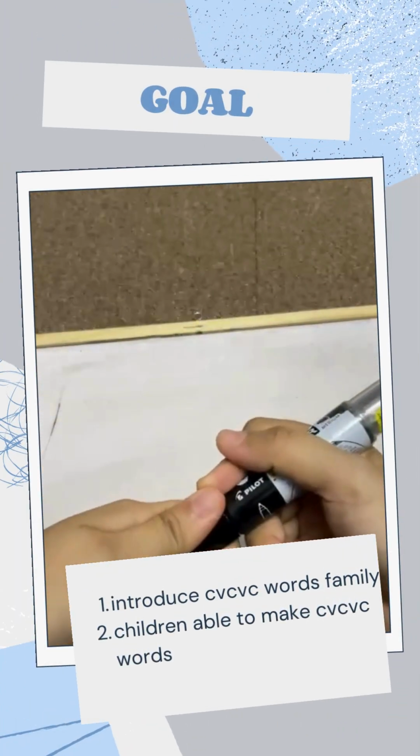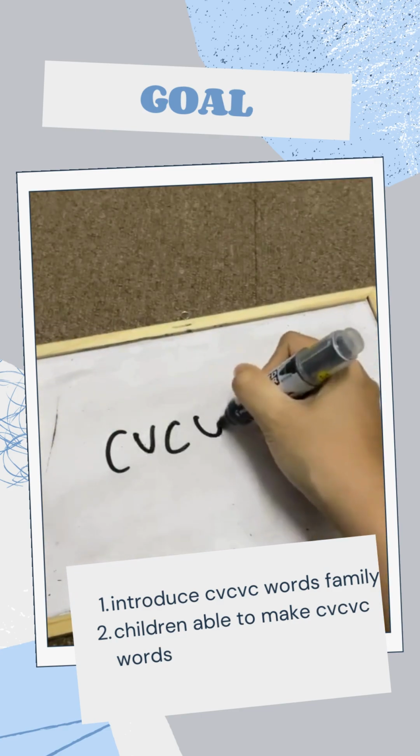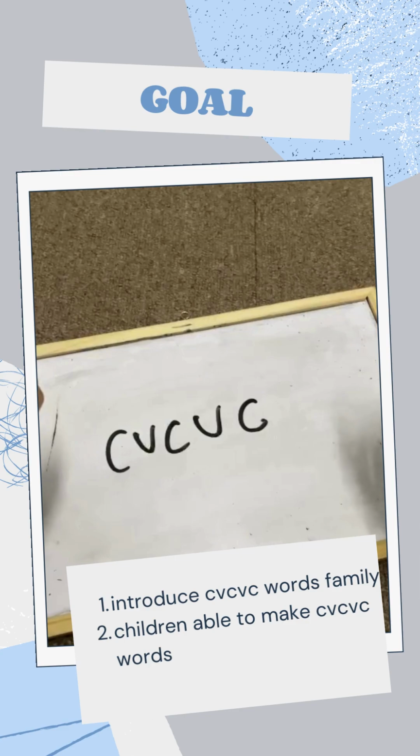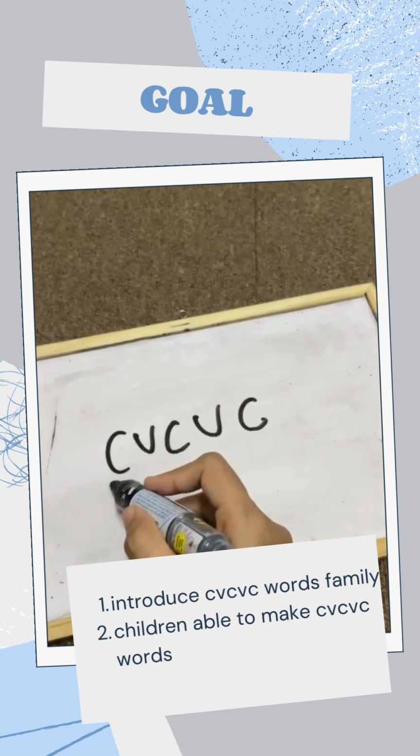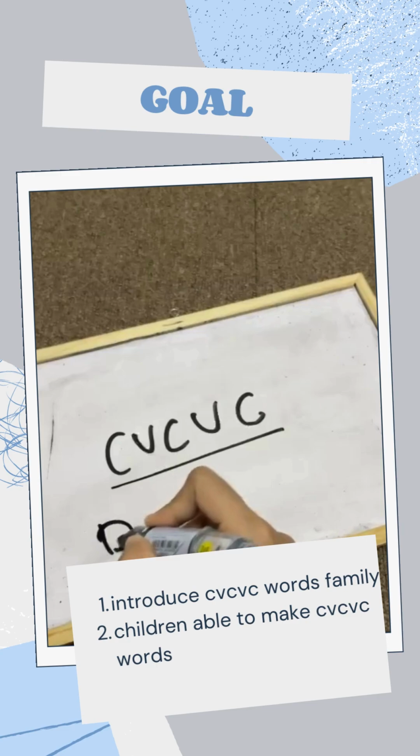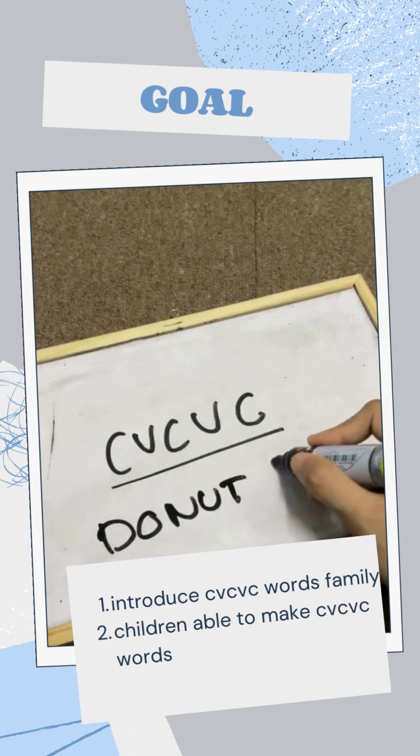Hi parents, today we will learn how to introduce CVCVC words to our children. So, firstly, you have to know exactly what words consist of this structure. Okay, we have donut and robot.